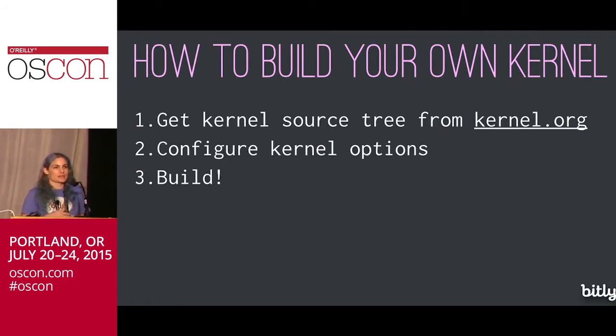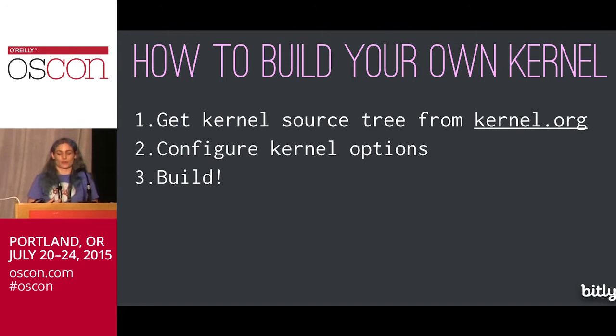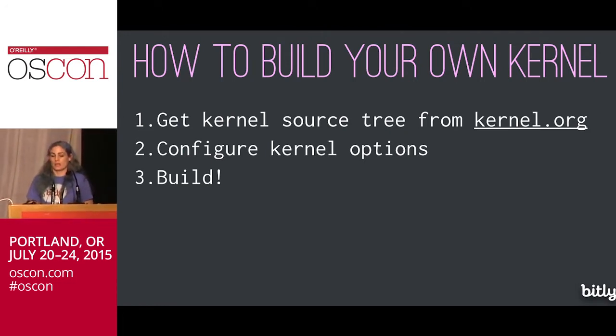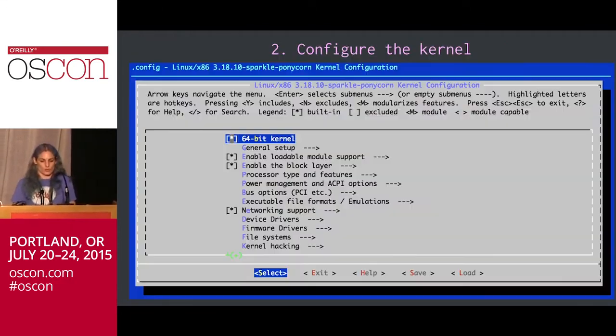There are 3 steps involved to configure and build your own kernel. Firstly is to get a copy of the kernel source tree. And you can get this from the kernel.org website, which we saw before. Secondly, you configure it, and lastly, you build it. So we're going to go ahead and do that now.